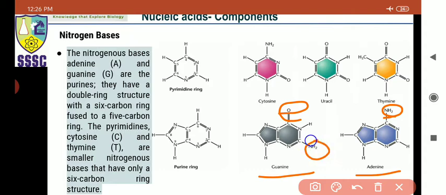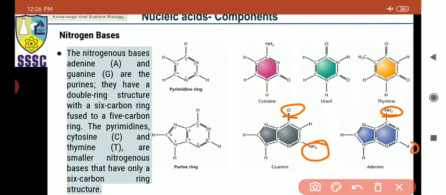Whereas here, that group is present on carbon number 2, and carbon number 6 has a ketone group, CO. So only these 3 differences are there between adenine and guanine. Which are the 3? NH2 instead of O here, and here is the NH2 instead of a normal hydrogen.